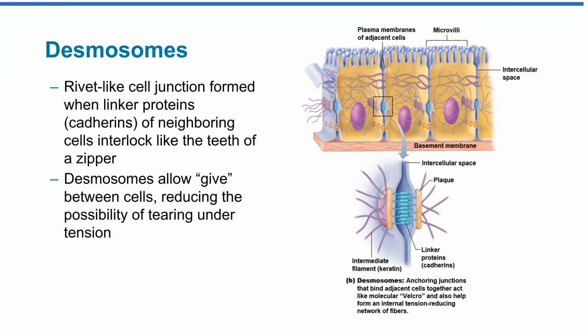network of fibers. So you can see the desmosomes are shown right here, where we have special linker proteins that attach to internal proteins inside the cells and join cells together, but giving it a little bit of give that allows us to stretch tissue slightly.